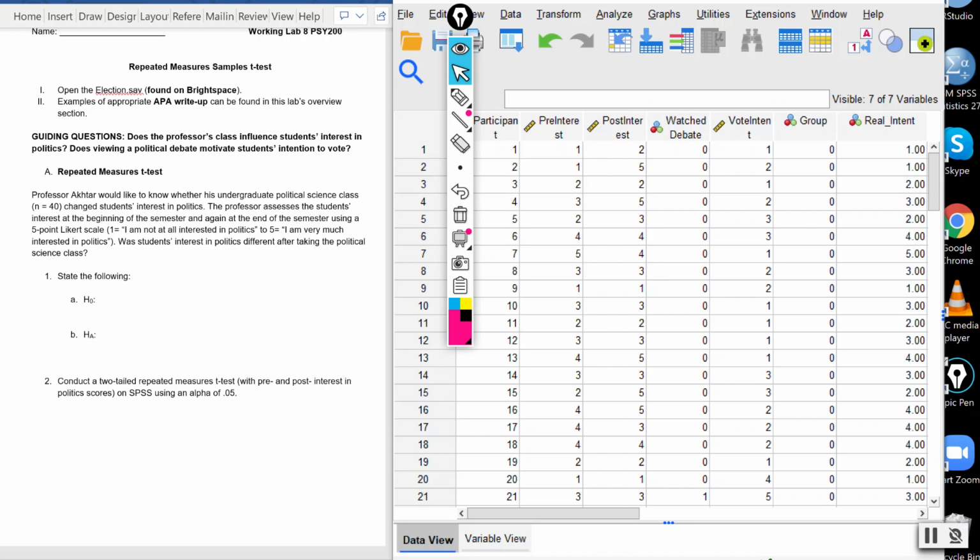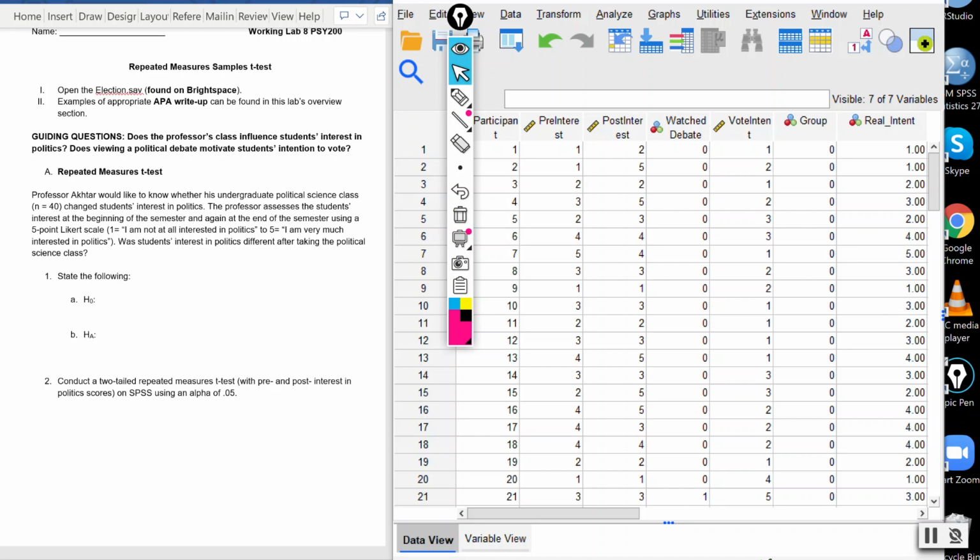Right, so here are the assumptions. The assumptions are, of course, random and independent sample, and we've gone over this before. The dependent variable needs to be approximately normally distributed, and we'll look at that next time we meet, and at how to fulfill that assumption. And the dependent variable needs to be continuous. I think those are all the assumptions right there.